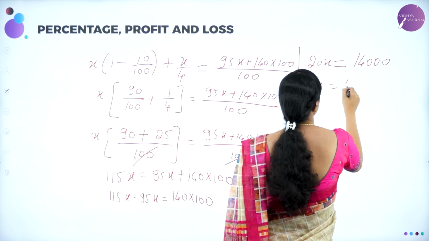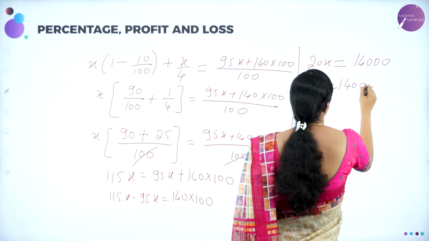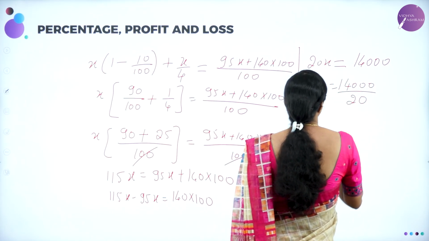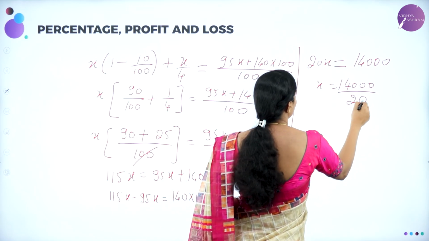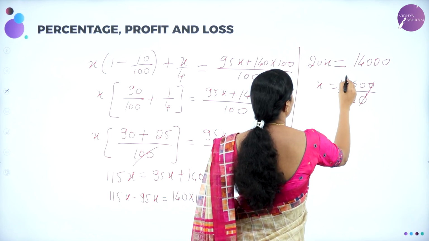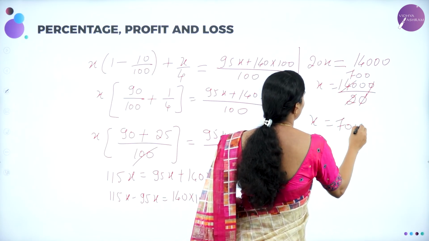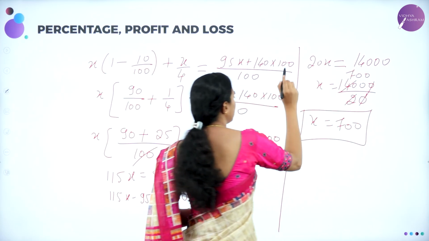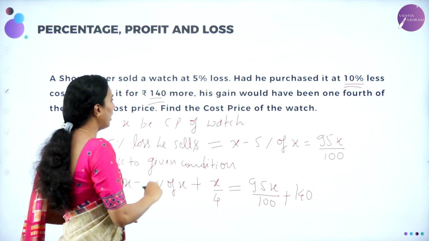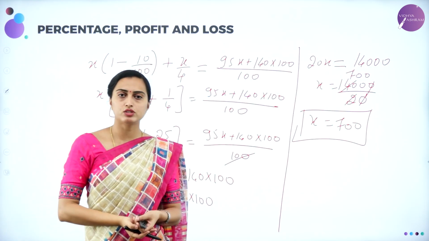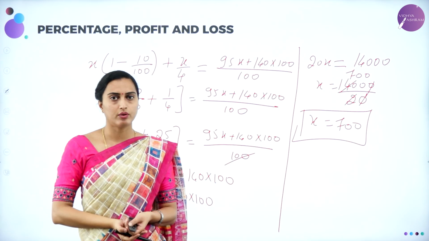So X will be equal to 14,000 divided by 20. You are going to have, so 2 7s are 14, so X will be equal to 700. So rupees 700 is the cost price of the watch, right?